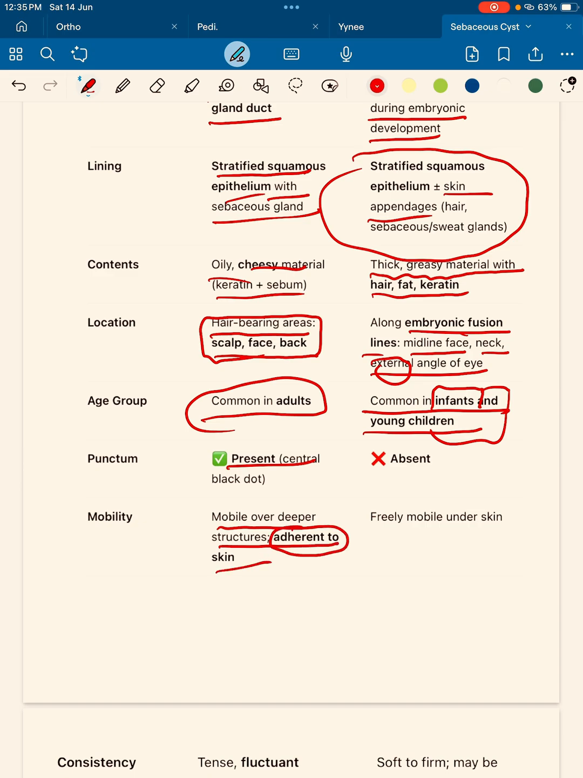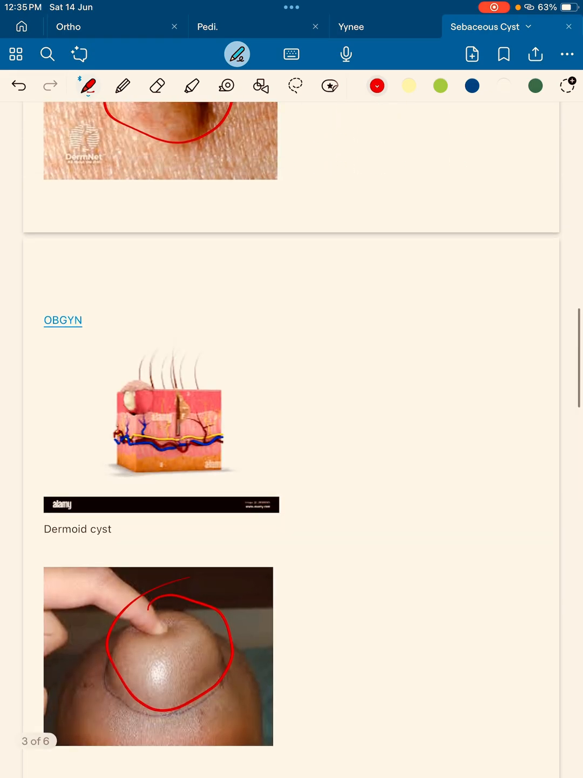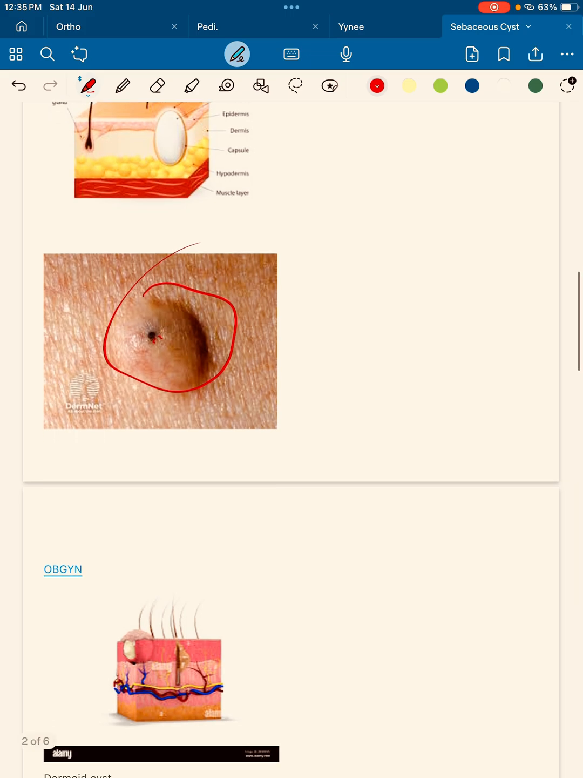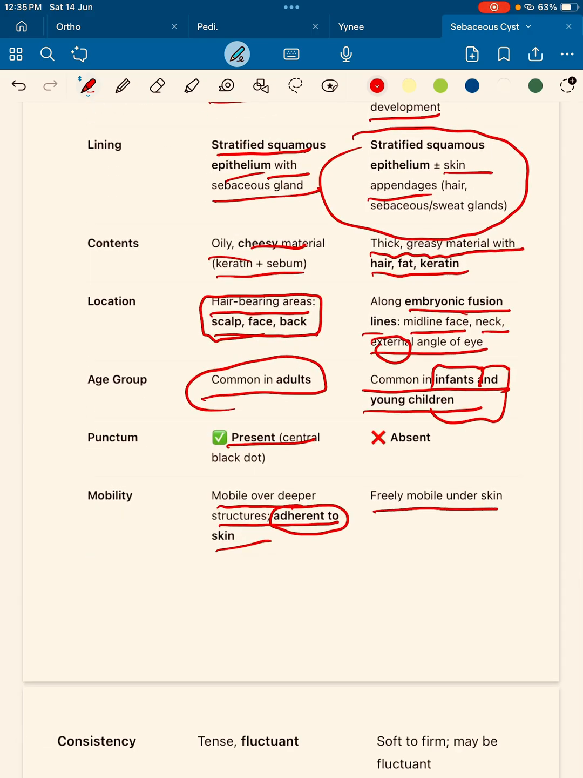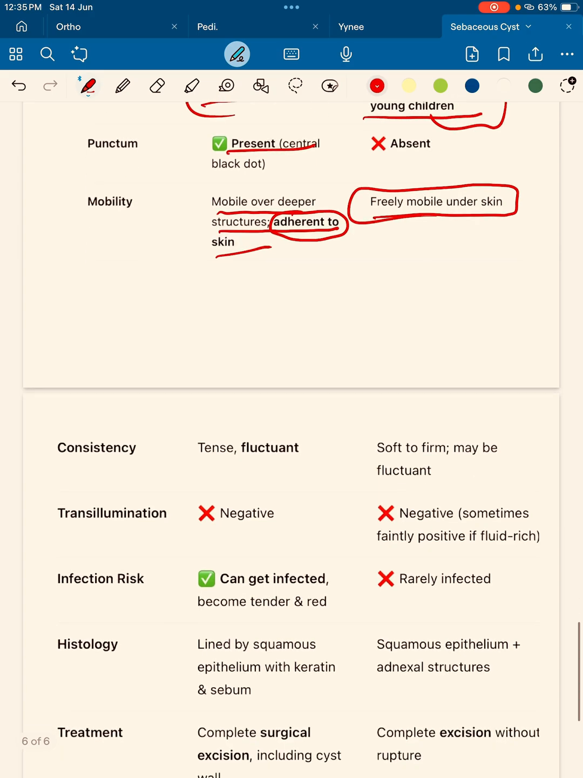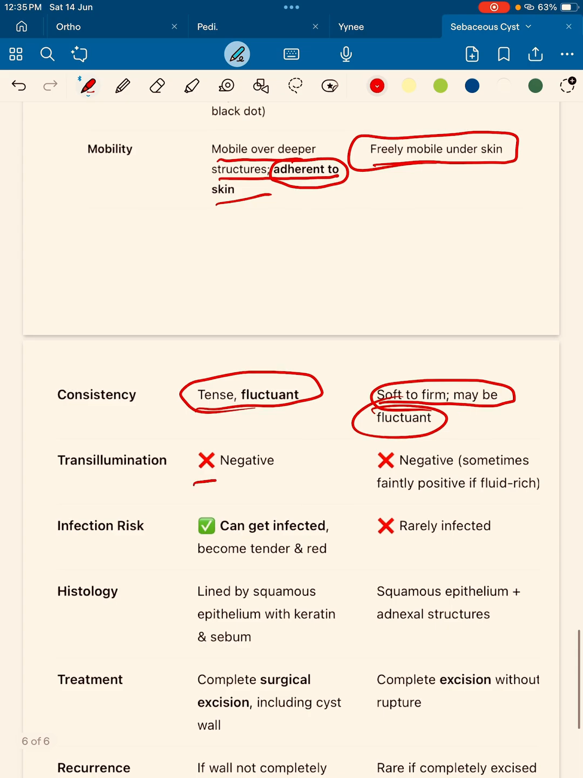Very important. Sebaceous cyst is adherent to skin. It is fixed with the skin, but mobile over the deeper structure. The dermoid cyst is freely mobile under the skin, and mobile over different structures. Consistency: it is tense, soft to firm, maybe fluctuant. Then transillumination test. It's negative.